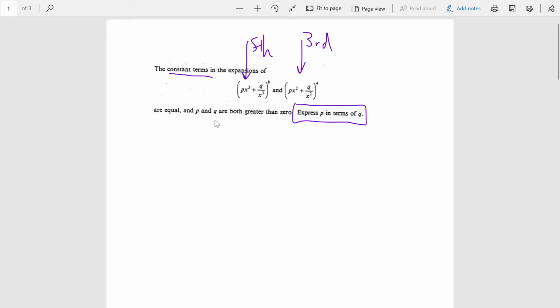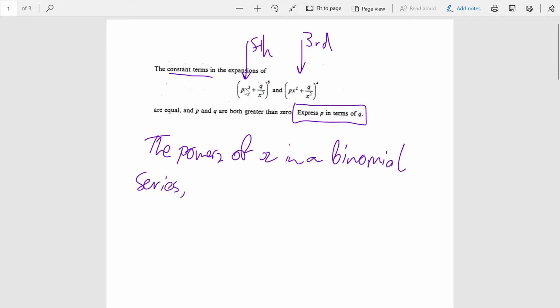So one important principle that you can note is that the powers of x in a binomial series, assuming the power here is some unchanging number, it can't be x to the power of x, but you get what I mean. The powers of x in a binomial series, assuming it takes the form ax^b + cx^d, will form an arithmetic sequence. And the common difference will be the amount of factors of x that you lose by not multiplying by one of these, plus the amount of factors of x you gain by multiplying by one of these instead, right?